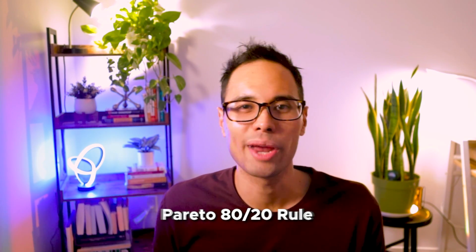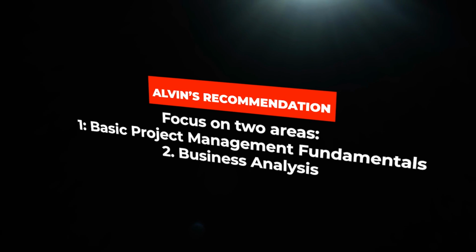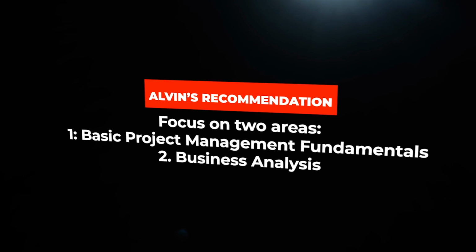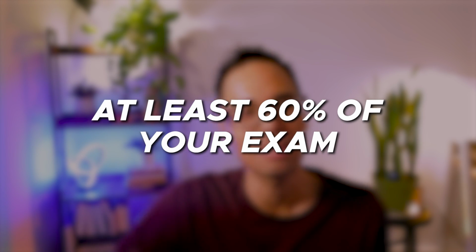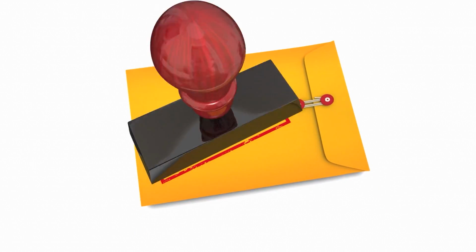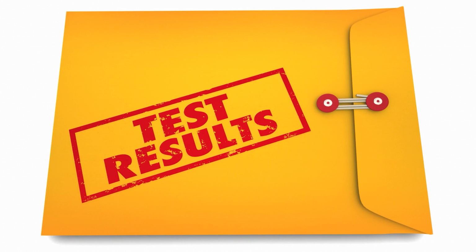So what exactly does this all mean, Alvin? Listen. Here's my advice. You want to apply the Pareto 80-20 rule, where the majority of your results come from 20% of your efforts. I would focus more of my time nailing down and understanding the basic project management fundamentals and business analysis, because those two areas combined equal at least 60% of your exam. And then let's say if you score at least a passing score on the remaining 2 domains for predictive and agile, then you're guaranteed to pass and score at least a target on your actual CAPM exam.